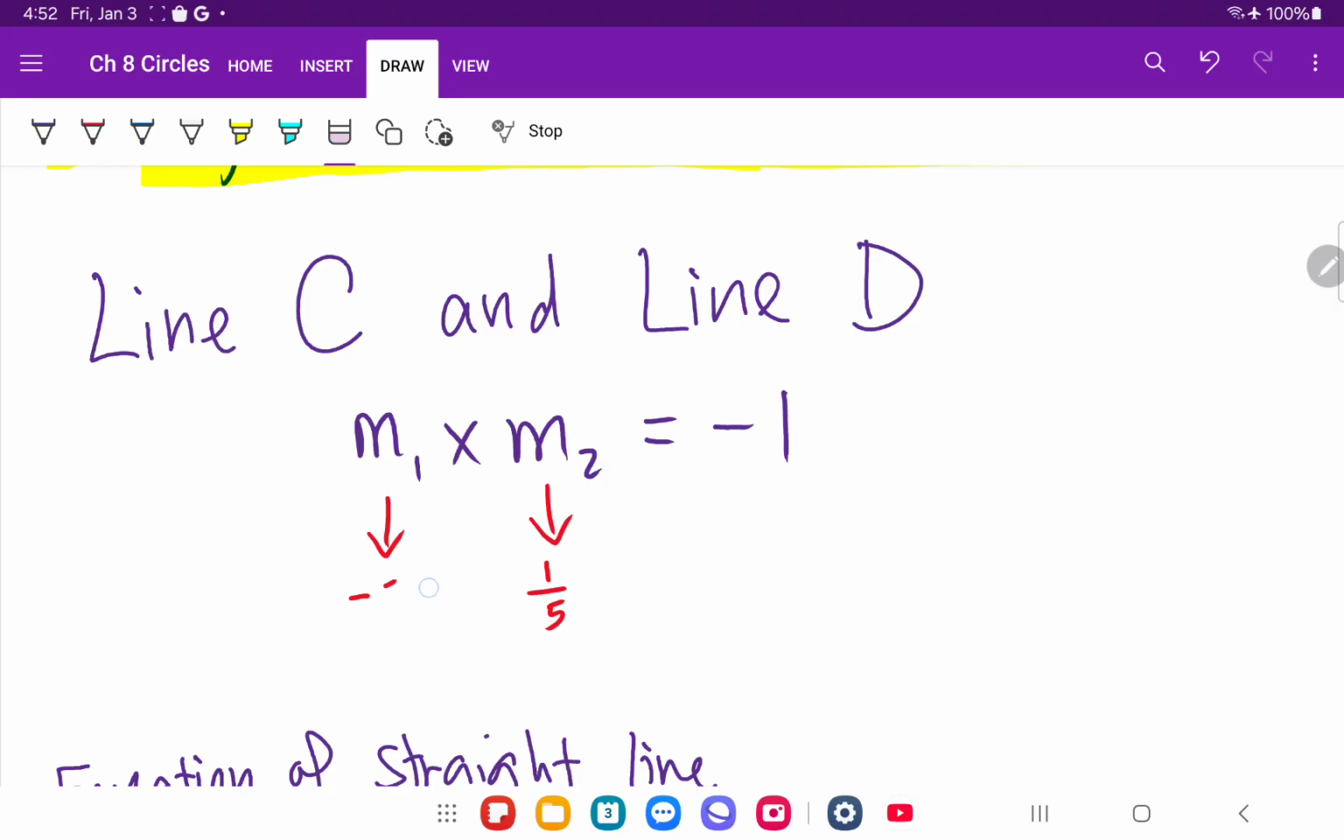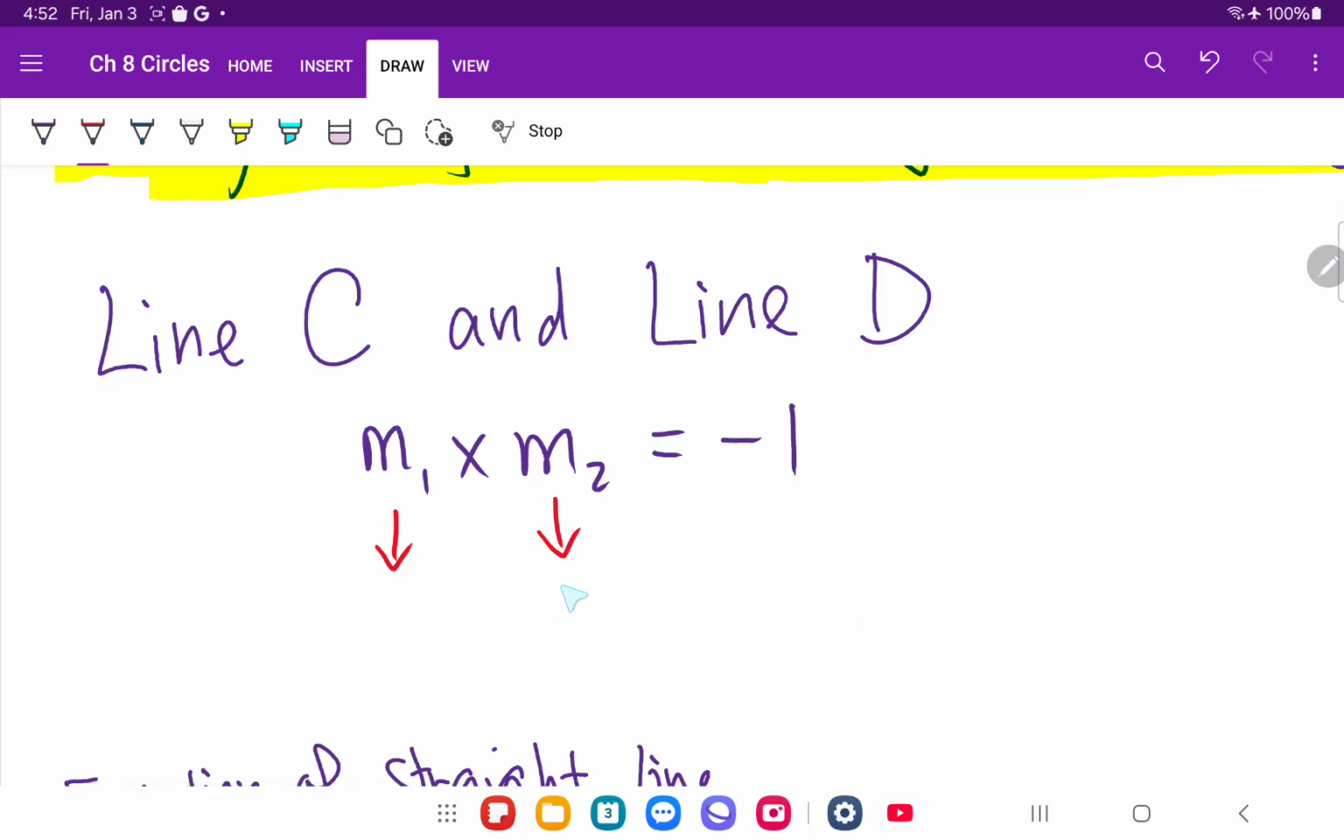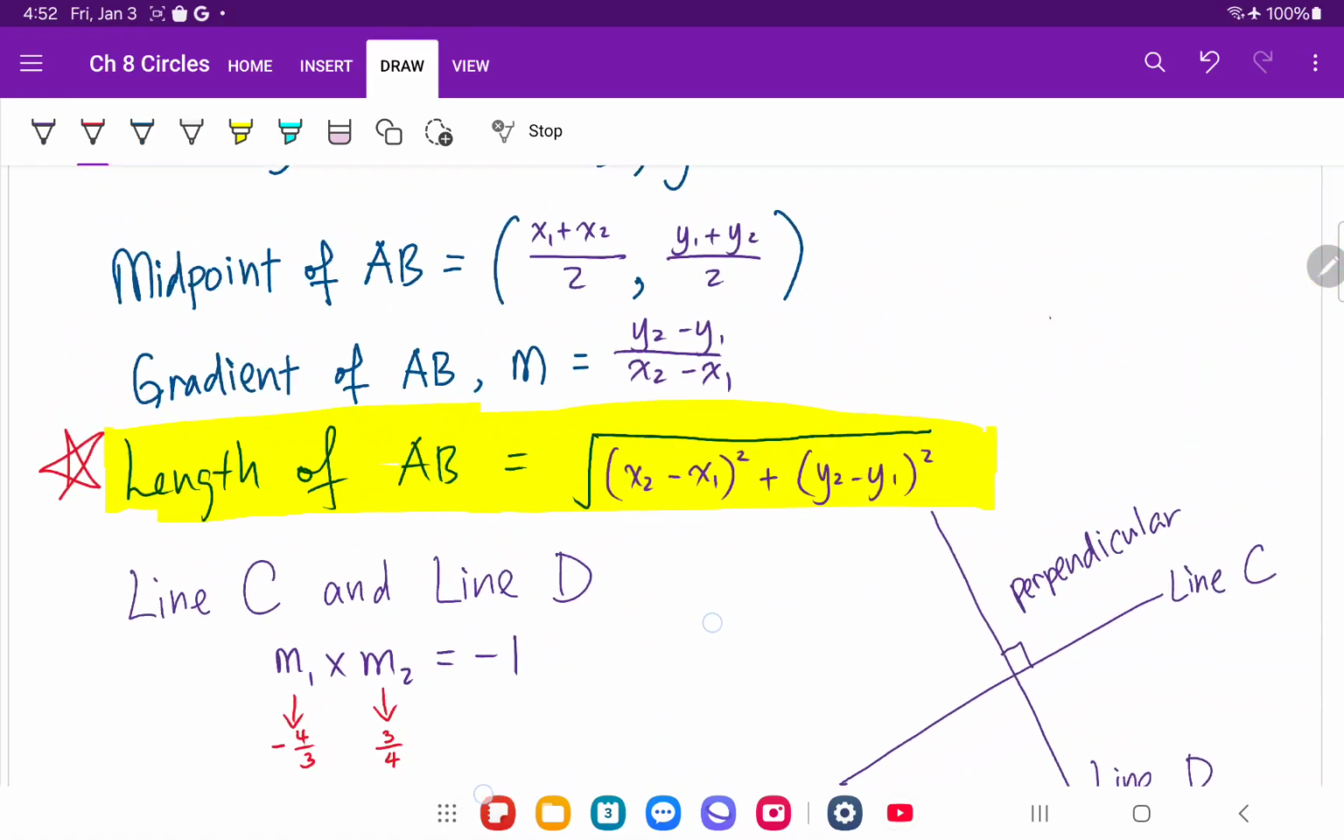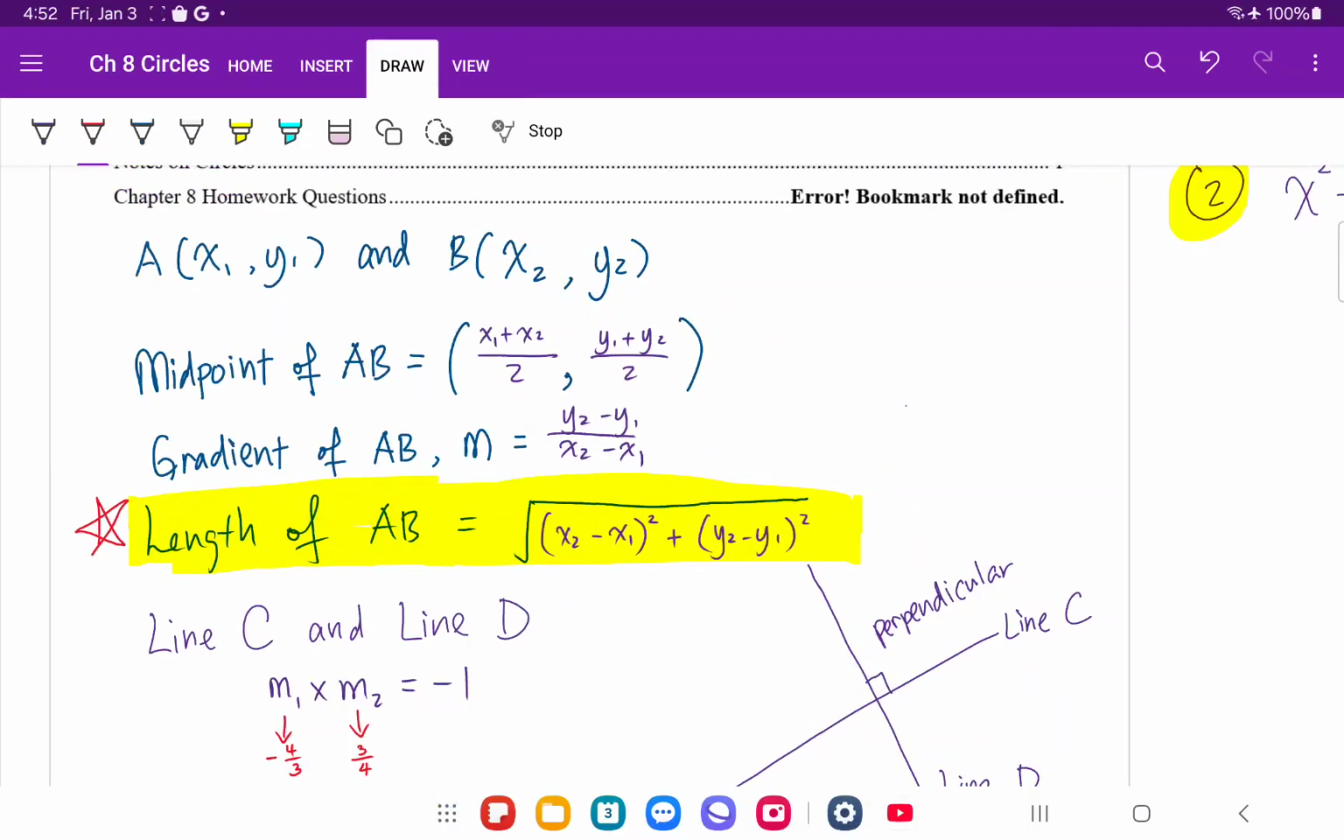Okay, last one. What if M2 is positive 3 out of 4 for the gradient? Now M1's gradient must be negative 4 out of 3. Alright, so with that, we have revised a few things. First, about midpoint. Second, about gradient. Next, about length. And length will be important for today's lesson, as well as gradient. Now, gradient, we will talk about it very shortly as well.